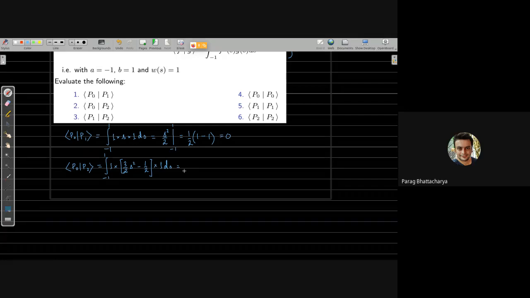Okay, so what will this be? This will be integration -1 to +1, 3 by 2 S square into ds minus -1 to +1, 1 by 2 into ds. What will be this one? The first one will be, of course, 3 by 2 as it is. Integration of S square is S cube by 3. And you have to put the lower limit -1, upper limit +1, minus half. Integration of ds is S. So -1 till +1. Please evaluate this and tell me what you get.